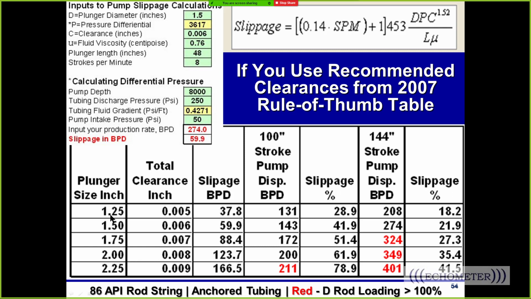And if you notice here, if you're 1.25 inch pump, your slippage is 37 barrels a day, and for a 100-inch stroke, your pump displacement is 131, and you're losing 29% of your pump displacement to slippage. That's quite a bit. But if you look at 2.25 pump with 9 thousandths clearance, you're losing 79% of the pump stroke to slippage, which is excessive.